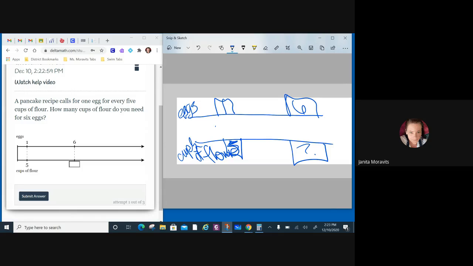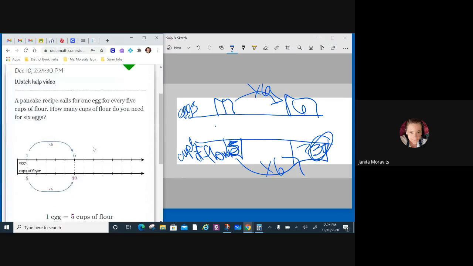Well, an easy way to do this, remember, if you are scaling up or going from a smaller number to a bigger number, which we are on here because we went from 1 to 6 and we want to know 5 to what, we're going to multiply. 1 times what gives you 6? Well, it's 1 times 6 that gives you 6. So if we do that there, we do that here. 5 times 6 gives us 30. So we have, for 6 eggs, 30 cups of flour. Submit that.